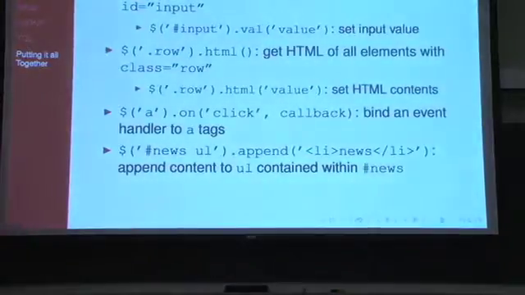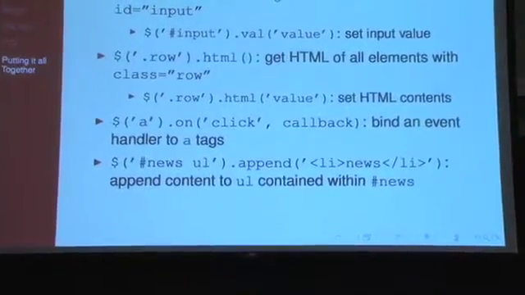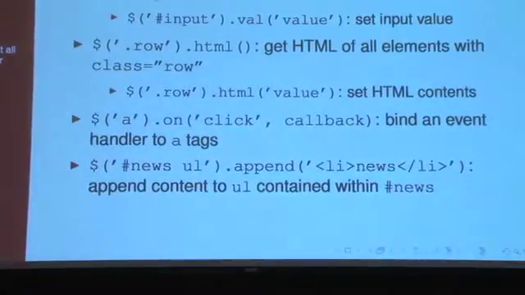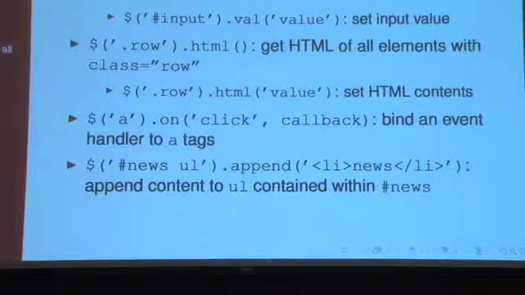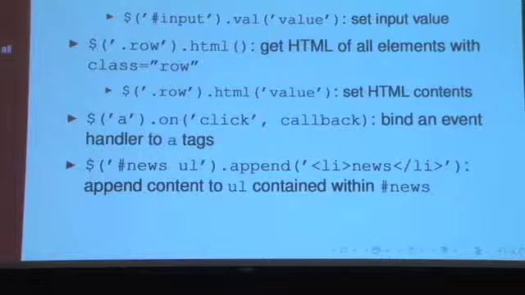So finally, if instead of wiping out all of the HTML inside of an element, I just want to add something to it, I can call this append function. So this is going to take some HTML, just like the HTML function did, and it's going to add it to the inside of that UL tag. And it will be at the end. There's also the prepend function, which instead of adding it at the end, is going to add it at the beginning.